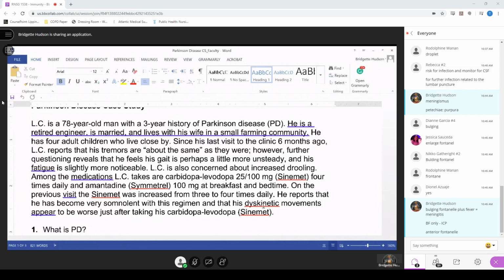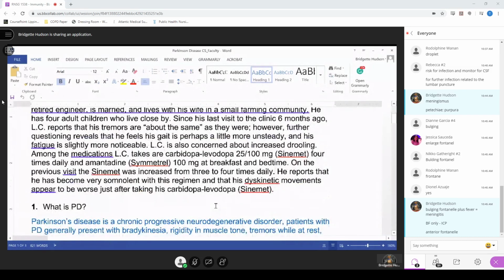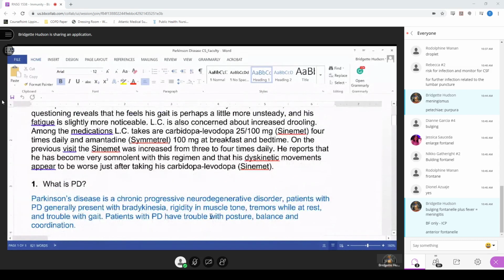If we are having dopamine deficiency, then this is going to be an issue because it's responsible for movement accuracy, which is the reason why if the individual doesn't have the dopamine, then their movements are not going to be accurate, and they're going to have all the other issues associated with it. So this is a chronic progressive neurodegenerative disorder. They do have bradykinesia, rigidity and muscle tone, tremors while at rest, trouble with gait, and trouble with their posture, balance, and coordination.